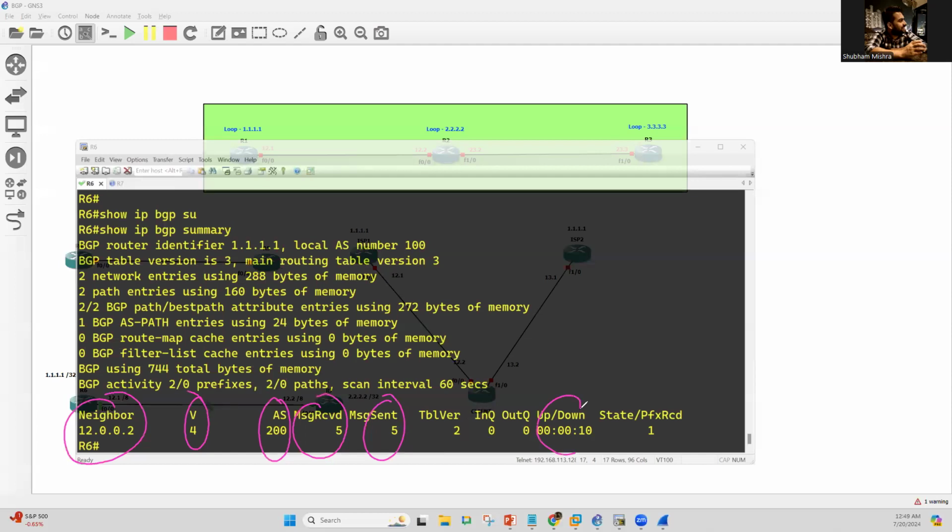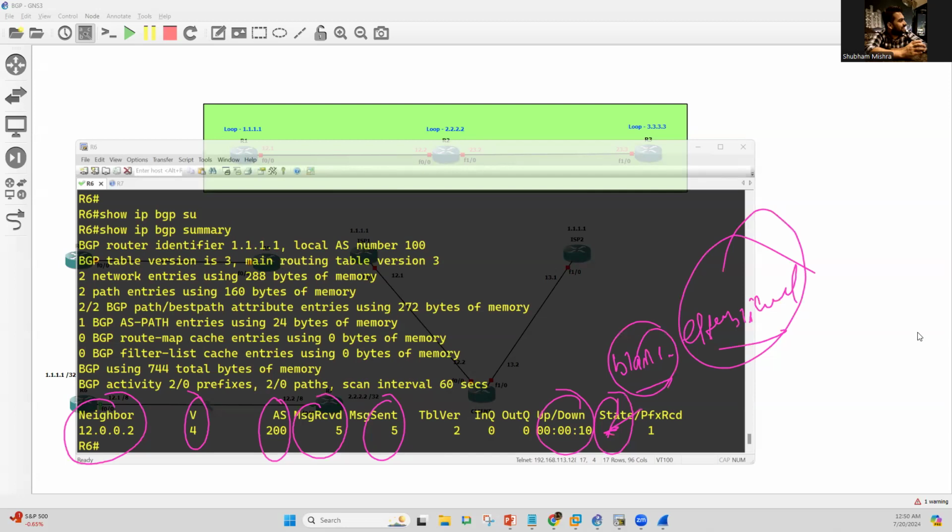What do you mean by up and down? It means till 10 seconds our neighborship is up. Getting my point? Tell me, yes or no? Yes. Now, what is this? State. What is state? State is blank here. If there is nothing, it means established. Please remember, if there is nothing, it means established. It means our neighborship between 12.1 and 12.2 is established. Are you getting my point? Yes or no?